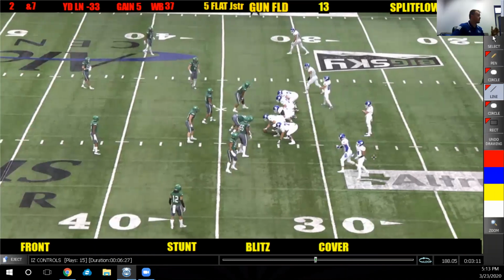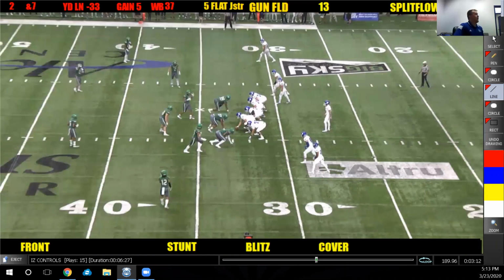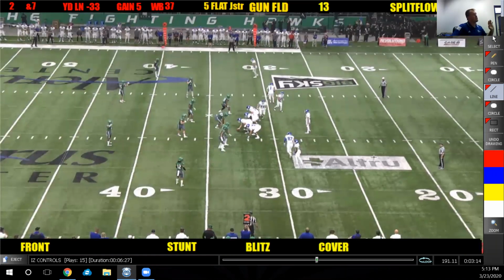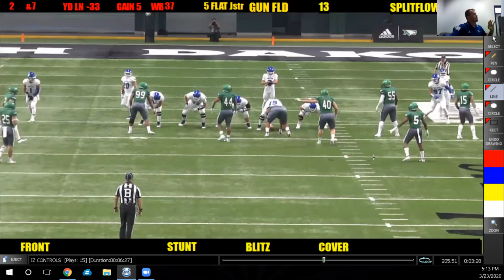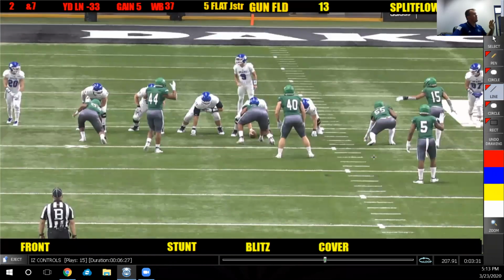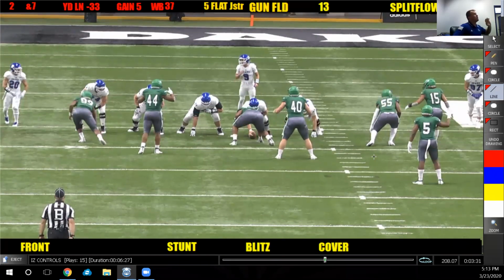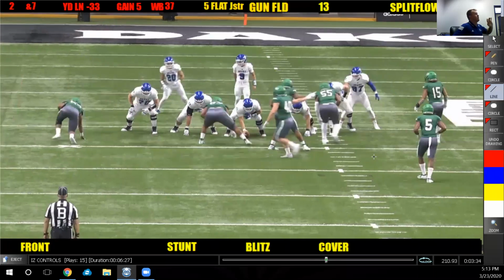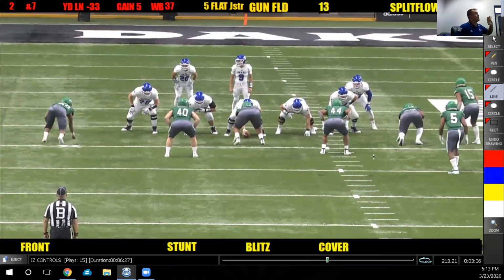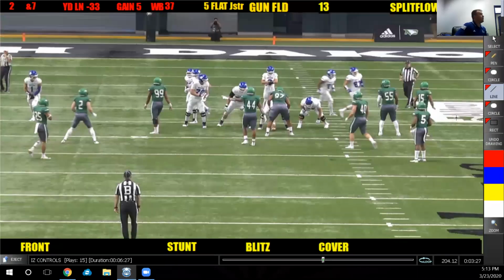So, again, we're looking at an odd front team here. We're going to move around a lot. All right, so the key people to control, again, in the 3-4 defense are the overhang players, one in each alley.